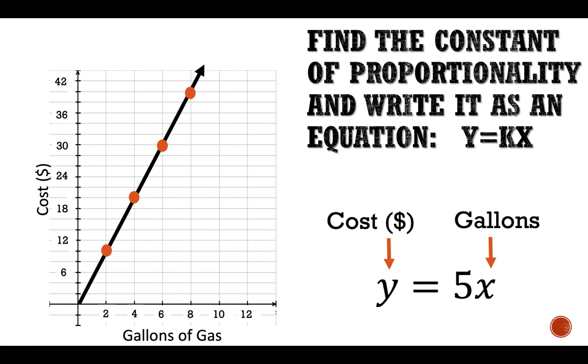And this time, we're talking about gallons versus cost. The number of gallons is the independent variable, and the cost depends on how many gallons you end up buying.